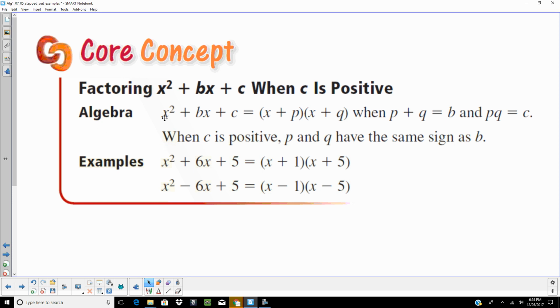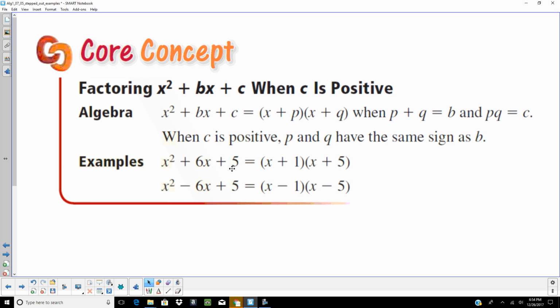You look at this, and I read that, and I get a little bit confused. What that really means is I'm going to be looking for two numbers that multiply to c, and those two numbers have to add up to b. And if I have a plus sign right here, they're going to have the same signs. Okay? So here, I have a positive 5 and a positive 6.